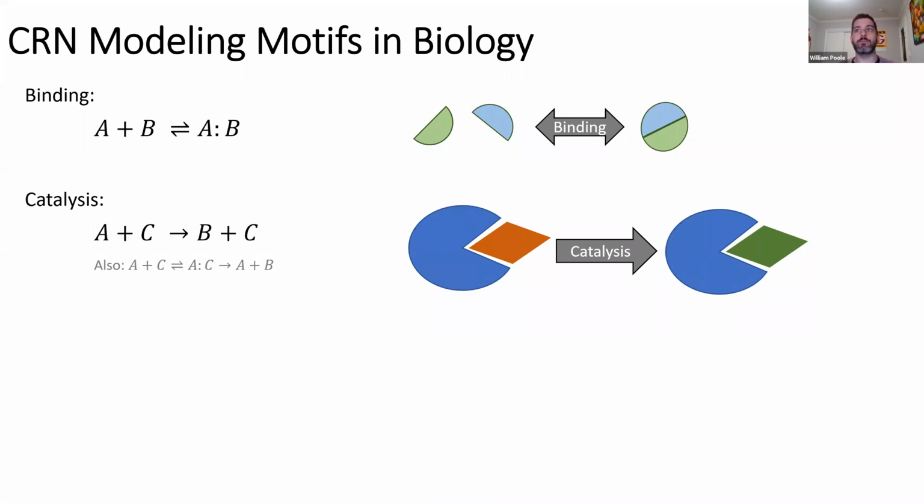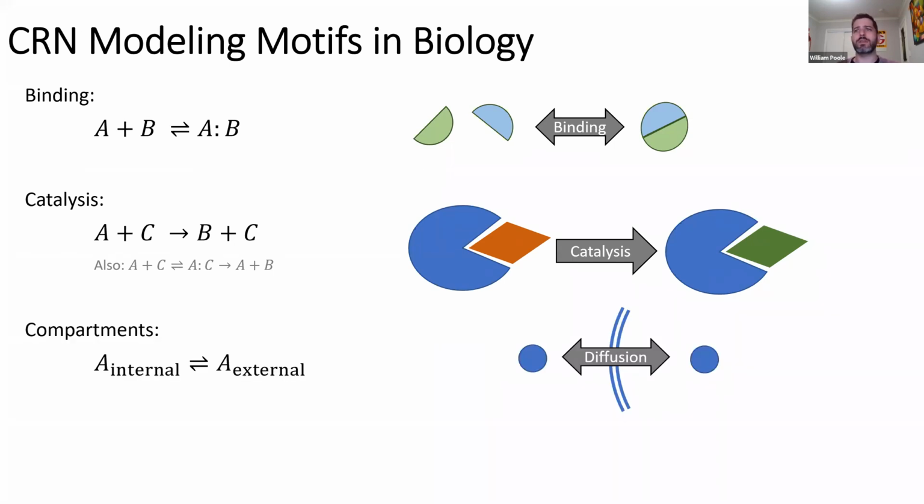Catalysis is something else that's very important in biology. So I've written 2 different ways of representing catalysis. A plus C goes to B plus C, where C acts as a catalyst, or you can have A and C bind together and then produce, I'm supposed to say C and B. I have a typo there, I'm sorry.